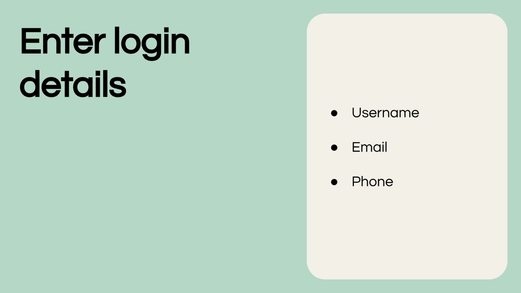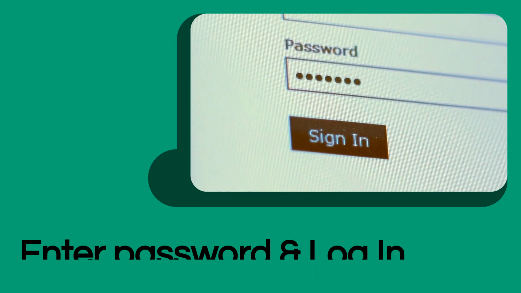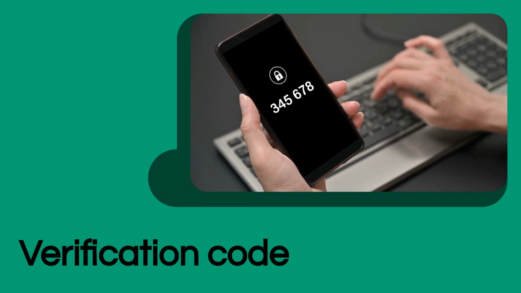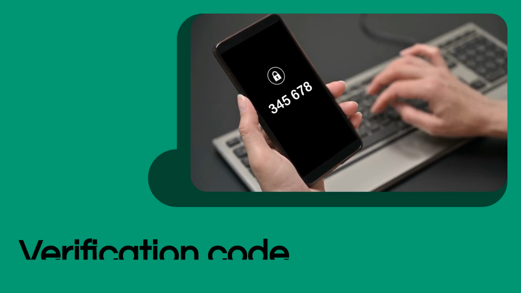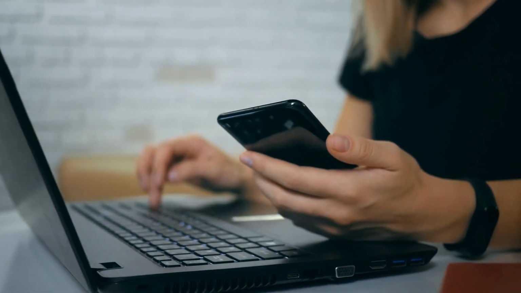Enter your username, email, or phone number. Then, enter your password and click the Login button. If prompted, enter any verification code you receive on your phone or email for two-factor authentication. Success! Your Instagram feed will now load, and you're ready to explore.